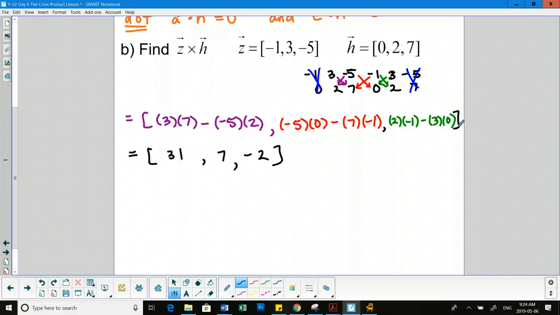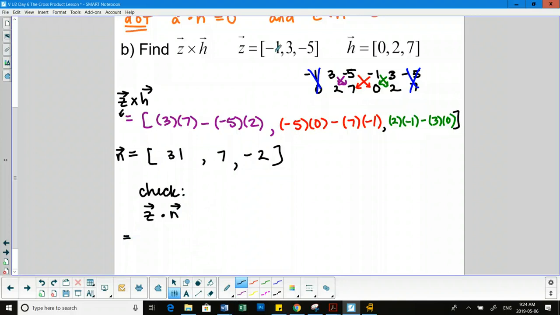Any other questions for this guy? Olivia? Just explain again how you do check. Check? Okay, so we'll do our check together here. We'll call this our normal vector, and this was z cross h right here. This is the normal vector that is perpendicular to both z and h. So I'm going to check that z dotted with our normal vector gives us 0.